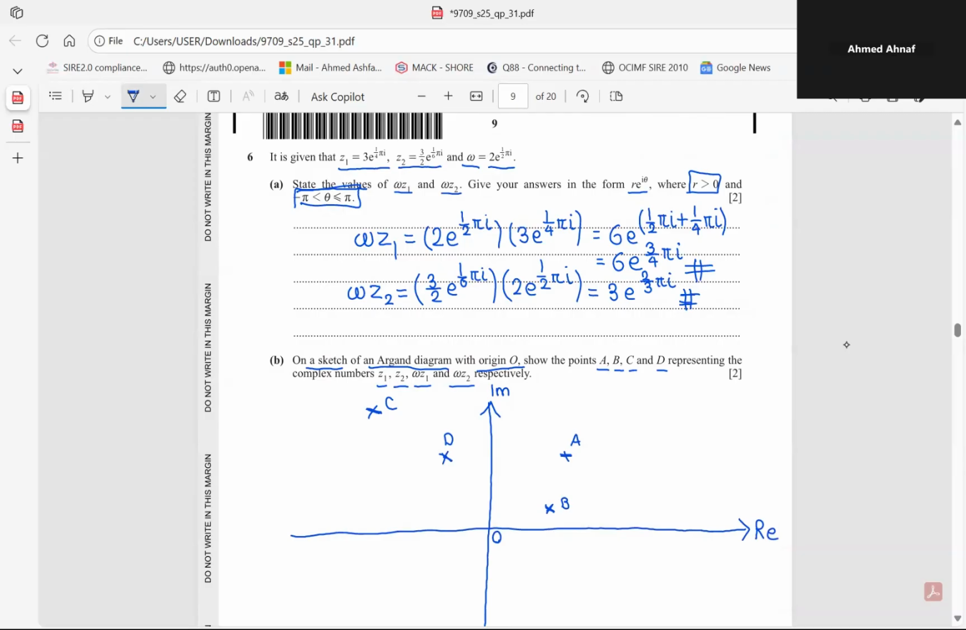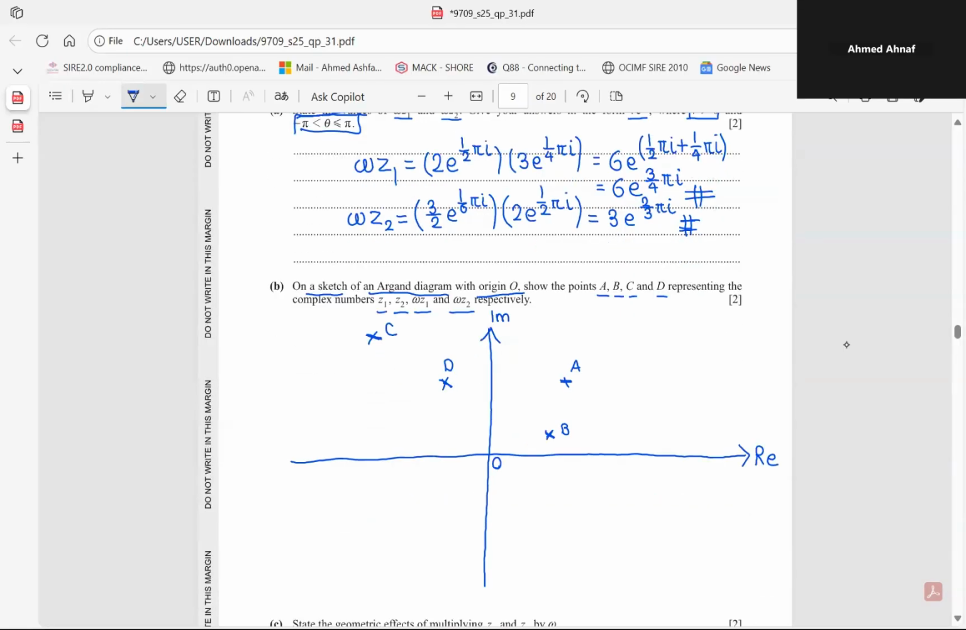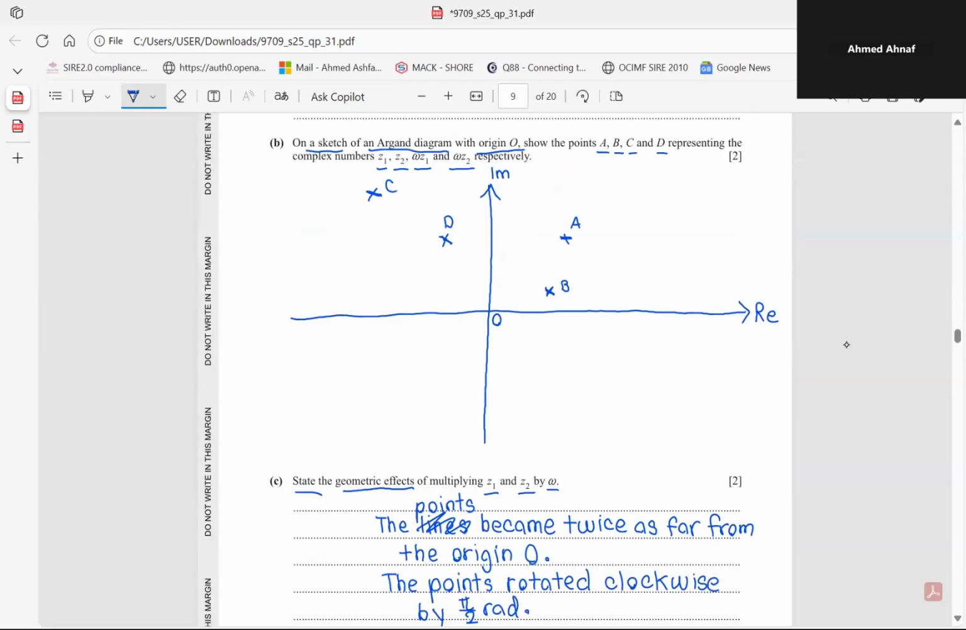So, okay, we can also say that the points, all of them, rotated clockwise by pi over 2 radians. Yeah, so this is the second effect.